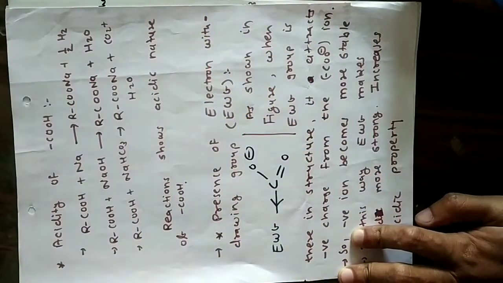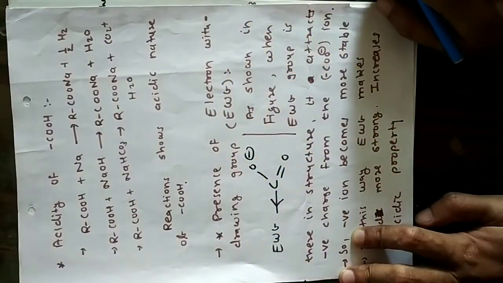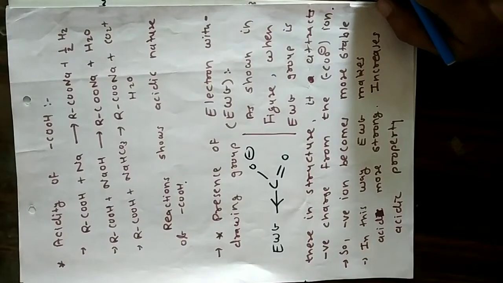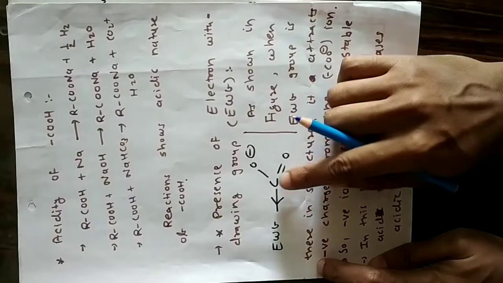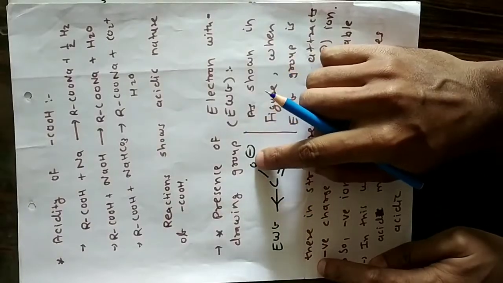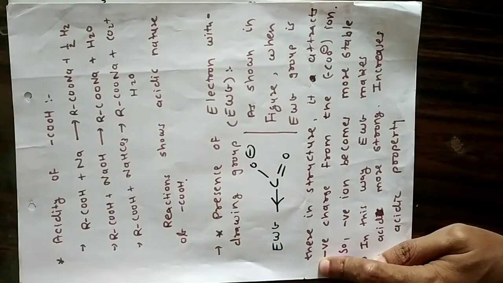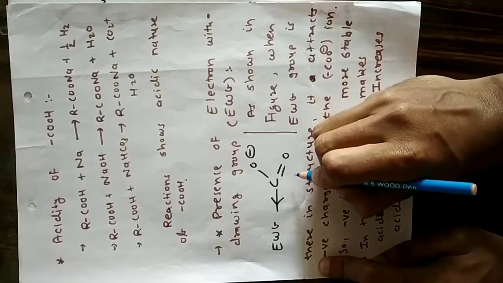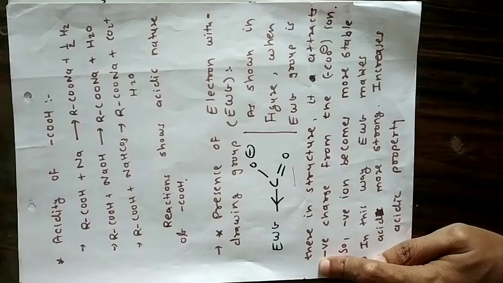Now, presence of electron withdrawing group. What if electron withdrawing group is present in the structure? So look at this structure. Here we have carboxylate ion, means H plus is missing from COOH group. Now acid has tendency to donate H plus. That's why I have written here COO minus ion, because acid has tendency to donate H plus.